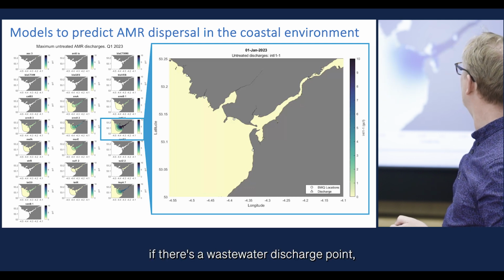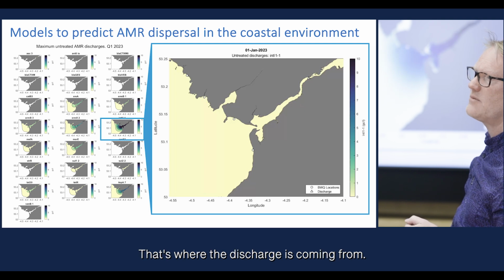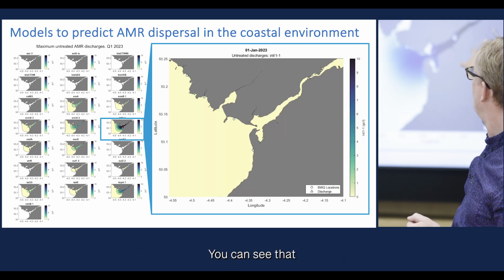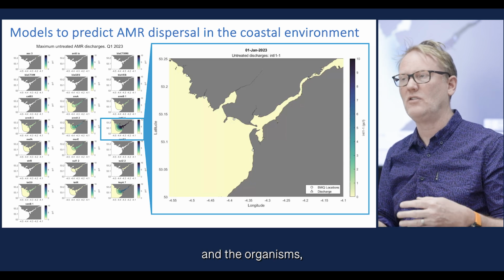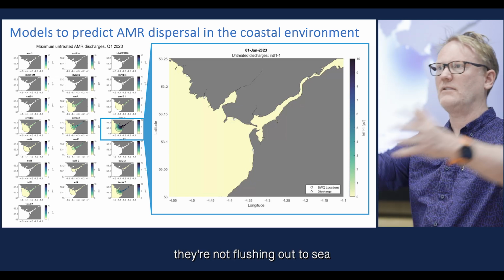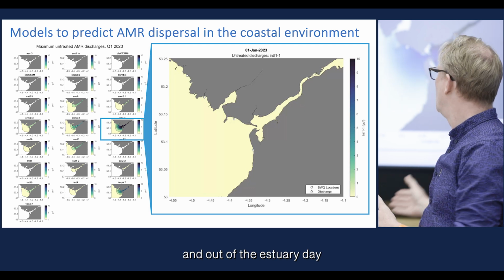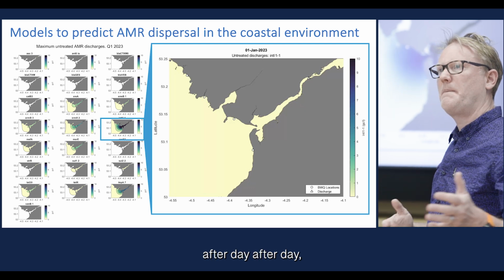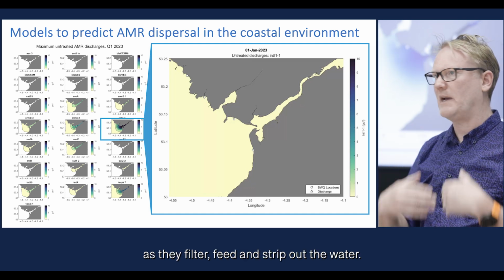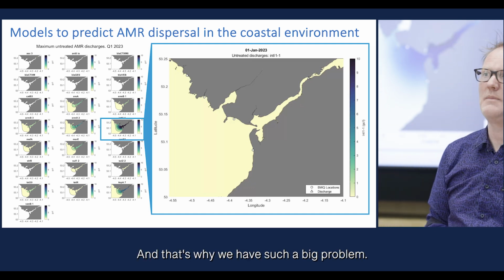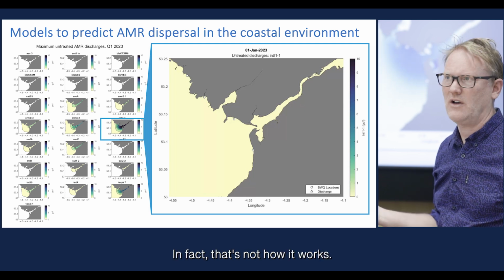And we can see if there's a wastewater discharge point, which is the white triangle upstream, that's where the discharge is coming from. You can see that the antimicrobial resistant bacteria and the organisms, they're not flushing out to sea and diluting and dispersing. They're flushing in and out of the estuary day after day after day, accumulating into those mussels and oysters as they filter, feed and strip out the water. And that's why we have such a big problem. So we used to think it was dilute and disperse. In fact, that's not how it works.